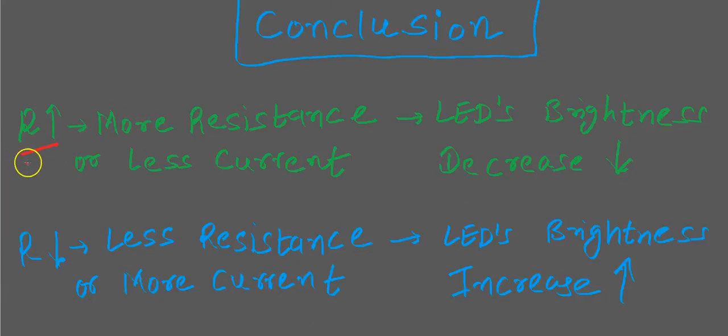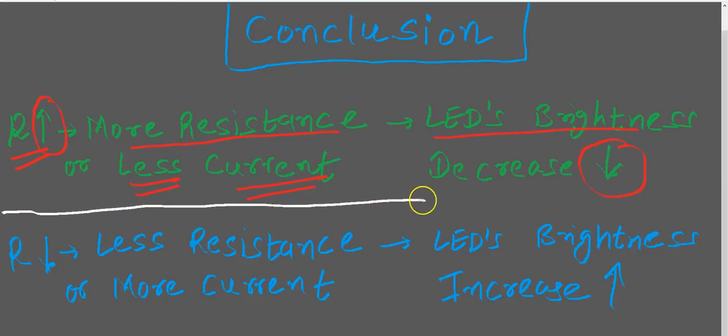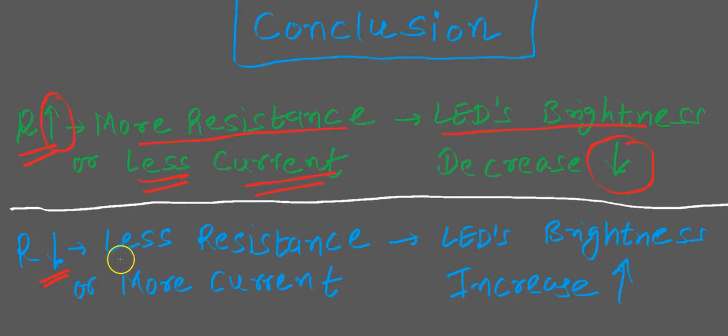Now the conclusion is clear. When the value of resistance is high, there would be less current in your circuit. Since there would be less current in your circuit, the LED brightness would be decreased. Likewise, when the value of resistance is low, the current value would be higher in your circuit, which would give you a brighter LED, or the LED's brightness would be increased.